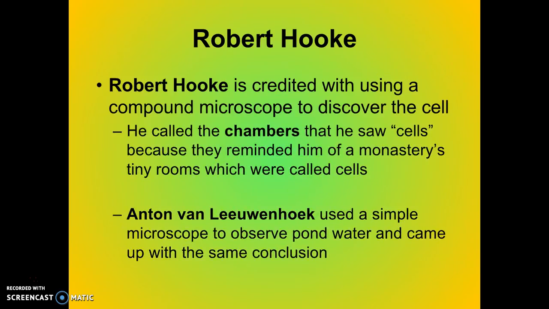So Robert Hooke, you hopefully have heard this name before. He was a monk, and he is the one that is credited with the discovery of the cell. He called the chambers that he saw cells because they reminded him of a monastery's tiny rooms, which were also called cells. Anton van Leeuwenhoek used a different kind of microscope, a more simple microscope, and came up with the same conclusion. So he supported Robert Hooke's discovery. And I would highlight Robert Hooke.